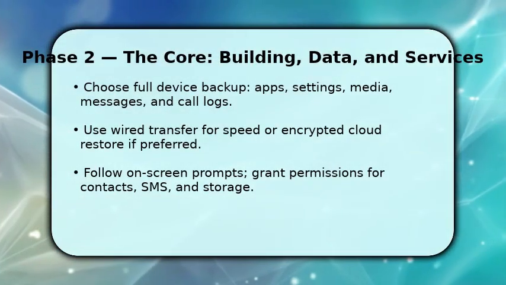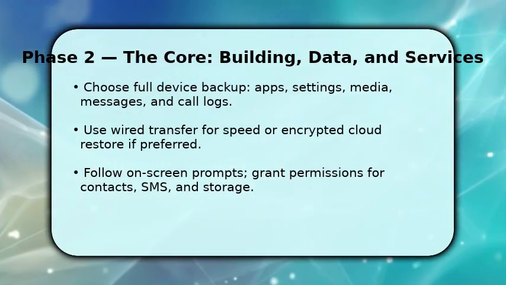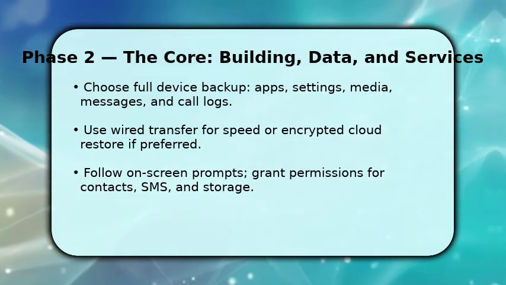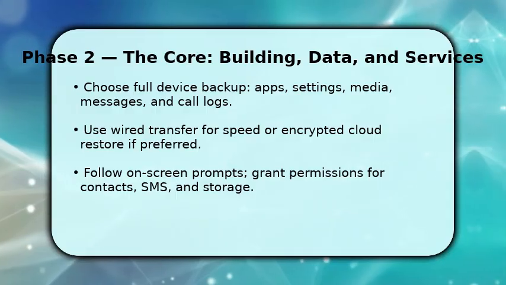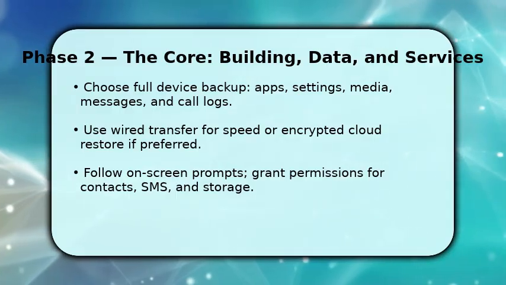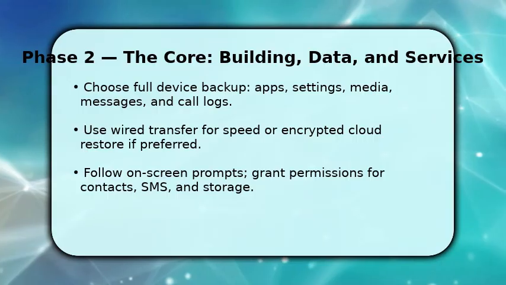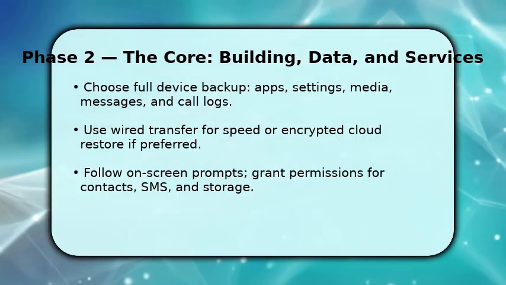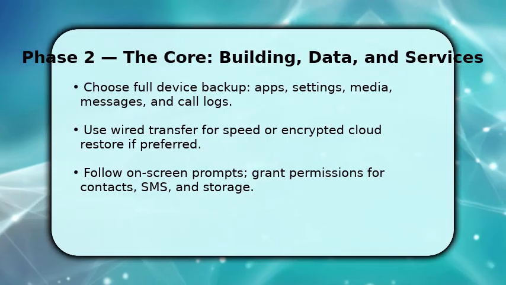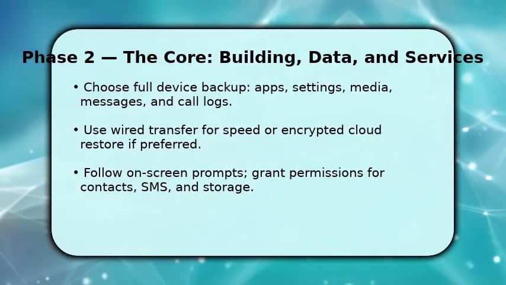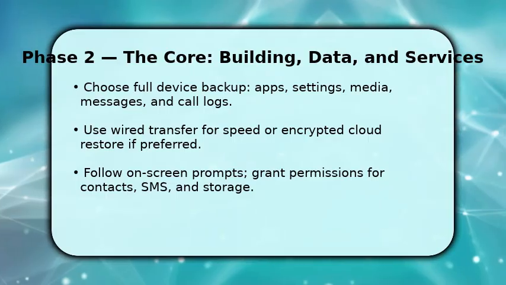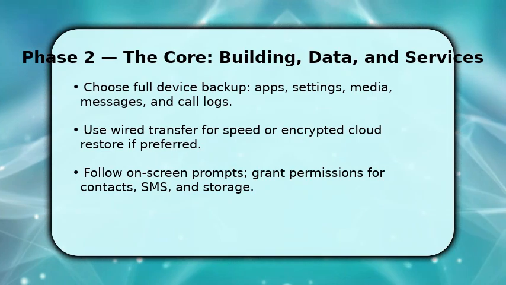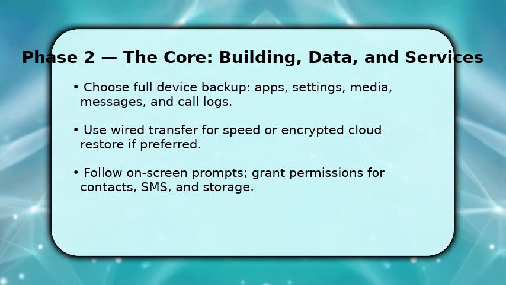You now run the primary restore. Select the full device backup that includes apps, settings, messages, photos, and call logs. This gives you a complete environment. If available, prefer a wired transfer for faster throughput and fewer dropouts. Otherwise, pick the encrypted cloud restore and enter your backup password. Make sure to grant every permission the new phone requests: contacts, SMS, storage, and camera. While restoring, keep both phones unlocked and on charger, because interruptions can corrupt the process or leave items incomplete.